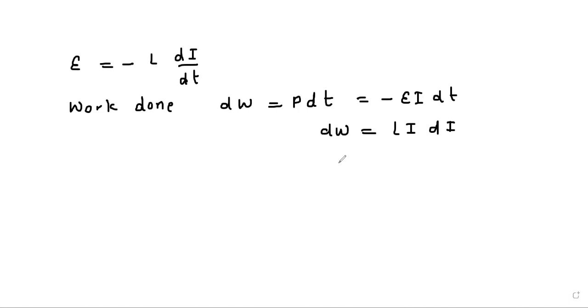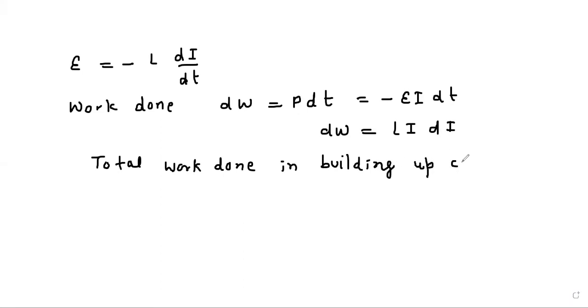Now total work done in building up the current from 0 to I0. So we can integrate this. So W is equal to integration dW.